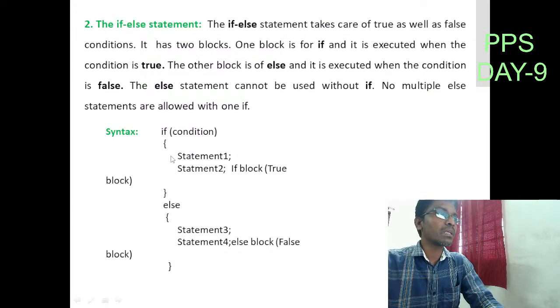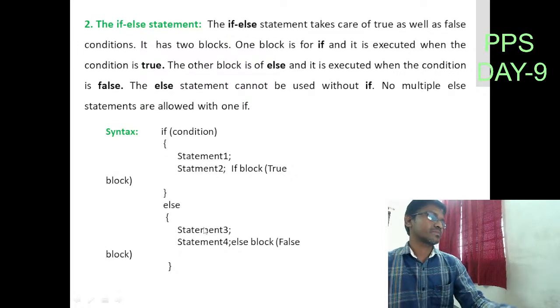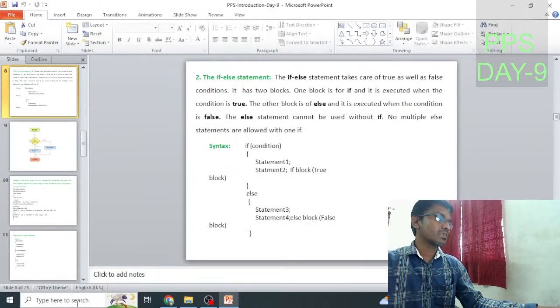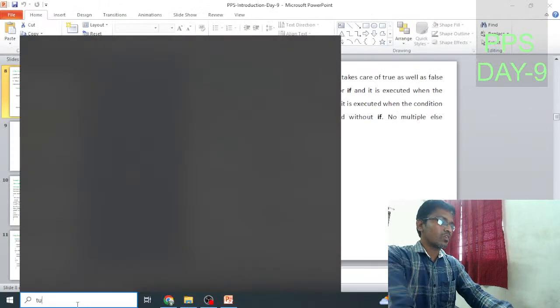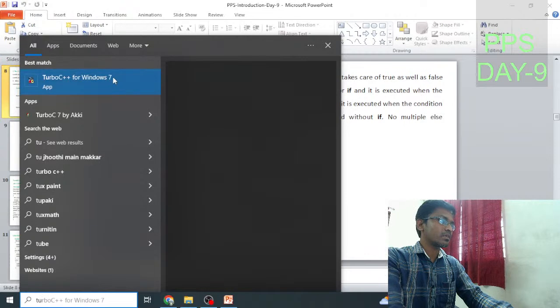So that is the simple if and if else statement. A simple if contains only a condition. If the condition is satisfied, then only it will execute this statement. Whereas in an if else statement, if the condition is satisfied, then it will execute the if block. If the condition is not satisfied, then it will execute the else block. So let us open once again. I will open Turbo C++.